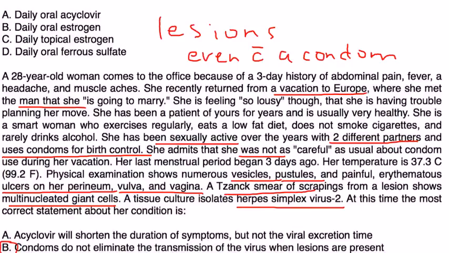Let's look at A. Acyclovir will shorten the duration of symptoms but not the viral excretion time. The first part is correct, but acyclovir does shorten the viral excretion time. So the "but not" part is incorrect. So that's why A is not correct. So the correct answer is B.